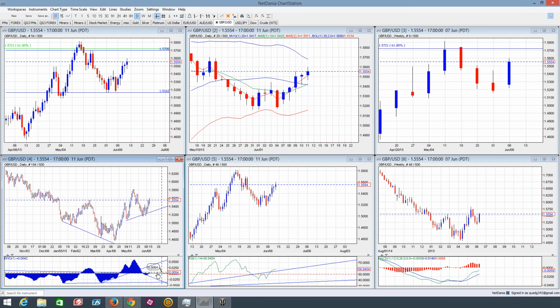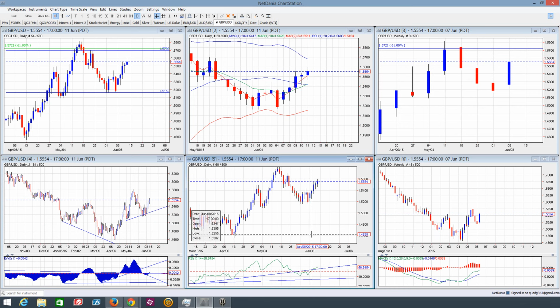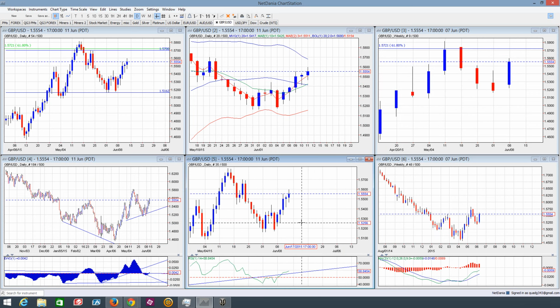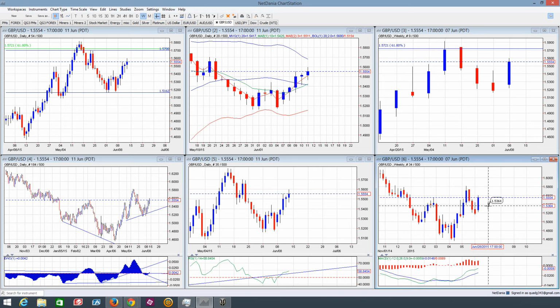EWO right there at the 0 line. Can't really tell you much of anything there. RSI coming up to test the 60 level. We'll see whether or not we'll get a rejection or a breakthrough up to 70 plus, probably next week. And then on the weekly MACD, we are wide open to the upside.